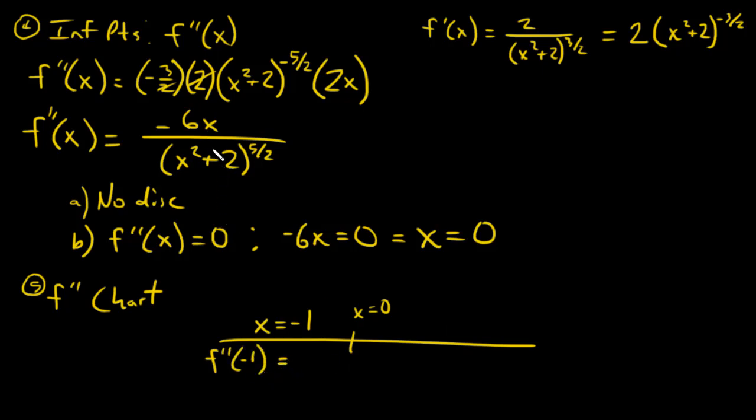Well, f double prime is right here. This is always positive because of what we talked about before. If I plug a negative 1 in for the x right here, I'm going to get negative times a negative, so that'll be positive. So that means it's concave up. Now a value greater than 0, so maybe x equals 1, positive, and then it will be a negative on top, so f double prime of 1 is negative, which means it's concave down.